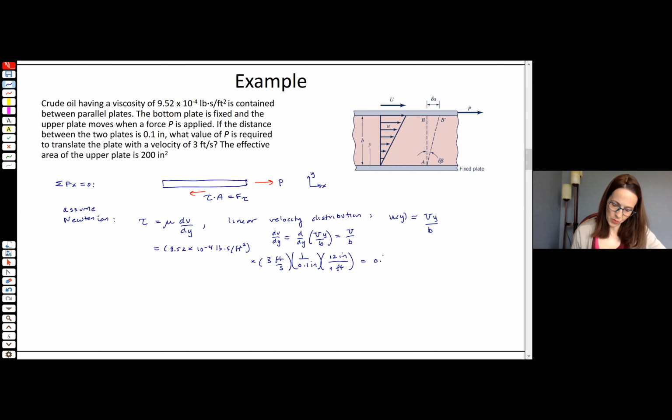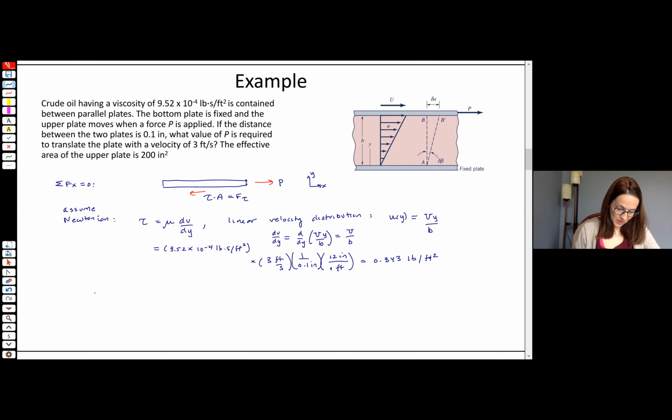So in the end, we get 0.343 pounds per feet squared. Oops, I just said cubed. Let's do squared. Is our tau, our shear stress. Okay, wonderful. Now we're almost done.